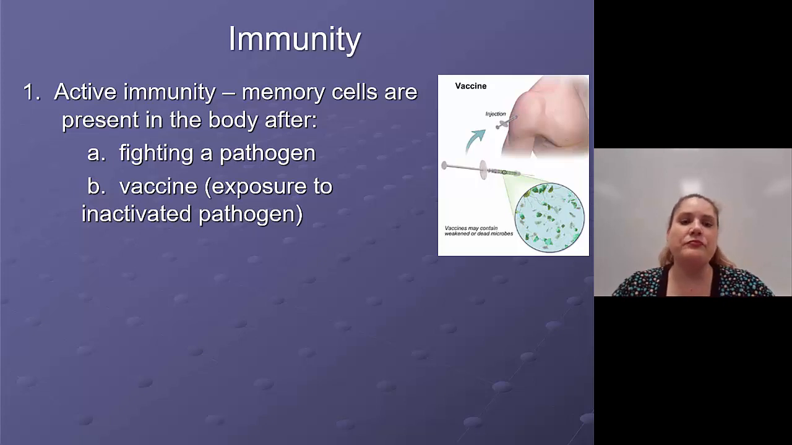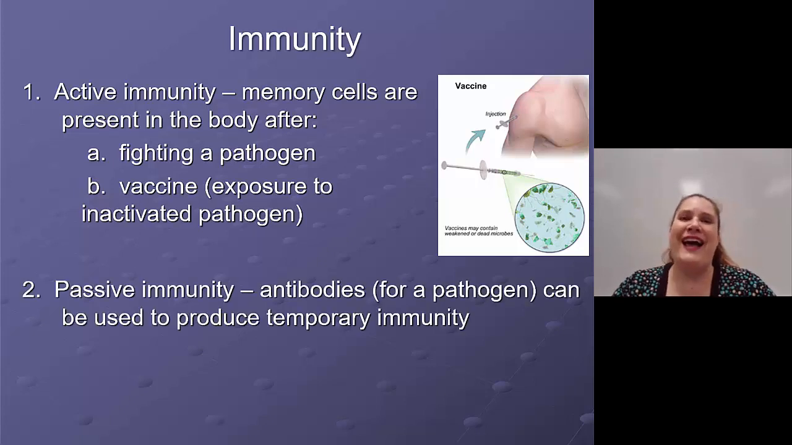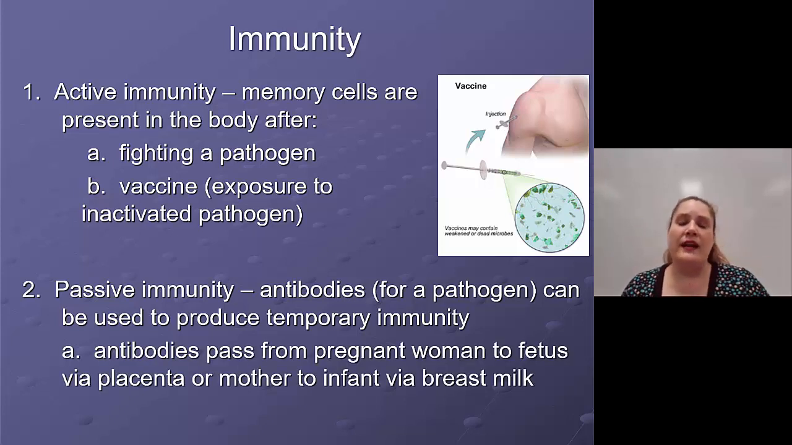There's also something called passive immunity. So passive immunity is when the antibodies can actually be used themselves to produce temporary immunity. So instead of your body having to go through the whole naive B cell thing and figure out what antibodies work, we can just give you the antibodies. So one way that happens is a pregnant woman gives the antibodies to her fetus through the placenta, or a mother can give the antibodies to her baby during breastfeeding.